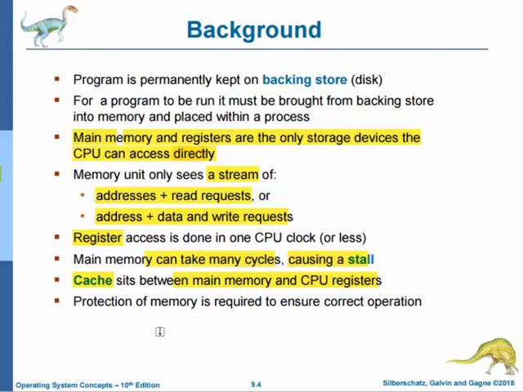Now, for proper system operation, we must protect the operating system from access by user processes, as well as protect user processes from one another. This protection must be provided by the hardware, because the operating system doesn't usually intervene between the CPU and its memory access. Therefore, protection of memory is required to ensure correct operation.